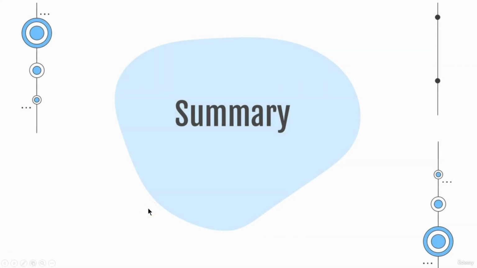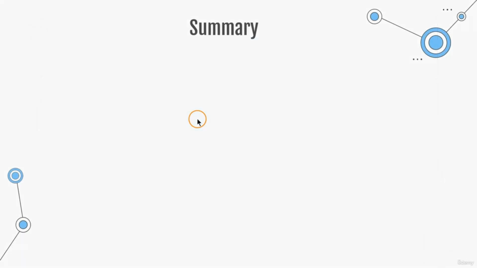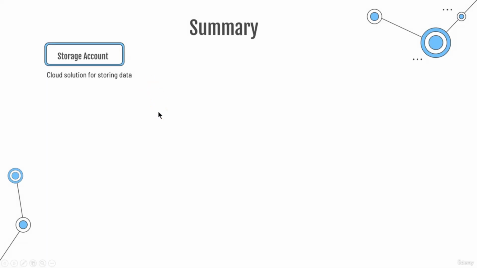Congratulations on completing this entire module, which was a huge one, and therefore we now just quickly want to summarize and repeat again what we have learned so far. In the beginning, we have learned about the storage account, which is the main cloud solution to store data. In this account, we have different other services that we have learned about later on. For example, file shares, blob storage, queue storage, and also the Azure Tables.